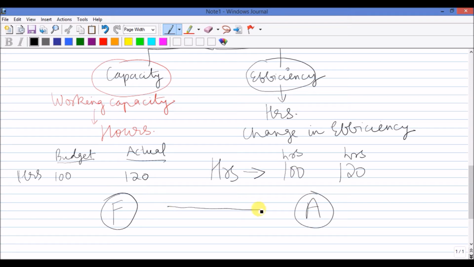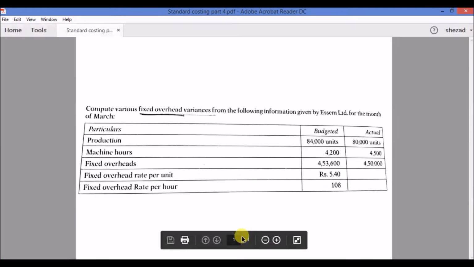Remember friends, this is what confuses. Both are in hours, but both have different meanings. In capacity, we consider the working capacity. In efficiency, we consider the working efficiency. So now I'm starting with the sum. I would be able to explain it in a proper way once we start. So I'm doing the sum.